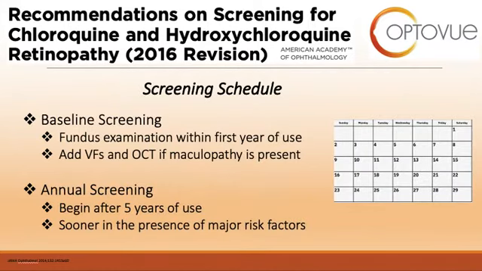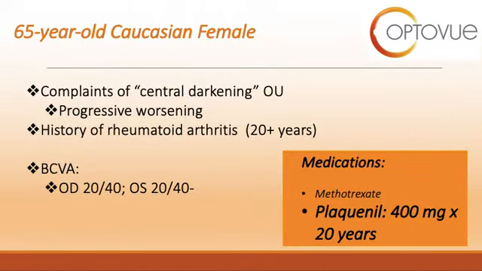I still tend to see my Plaquenil patients pretty frequently, but if you go by the AAO guidelines, they say that after the first 5 years, you should begin an annual screening. Now, if the patient has concomitant risk factors, then obviously we want to watch them more closely.